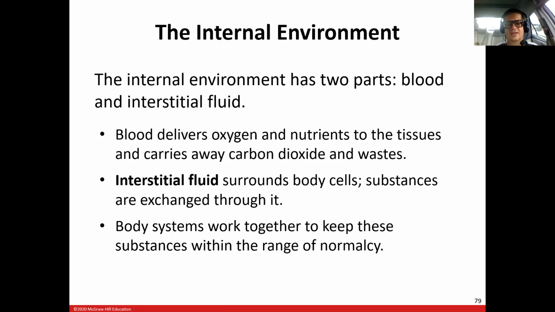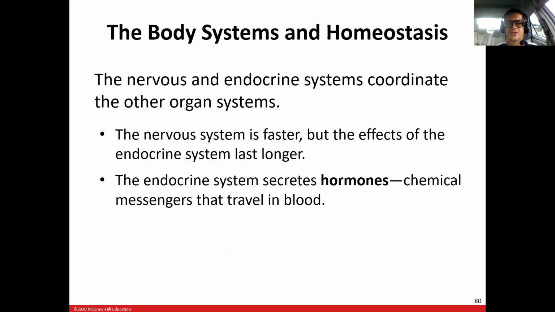Body systems work together to keep these substances in a normal range. Yeah, that's solid. But it's saying they work together to maintain homeostasis. All right, so the nervous and the endocrine system coordinate other organ systems, just like we said before. They may work differently, but they have the same function. They let the different systems talk to each other, get ready, and work together. It says here, the nervous system is faster, but the effects of the endocrine system last longer.